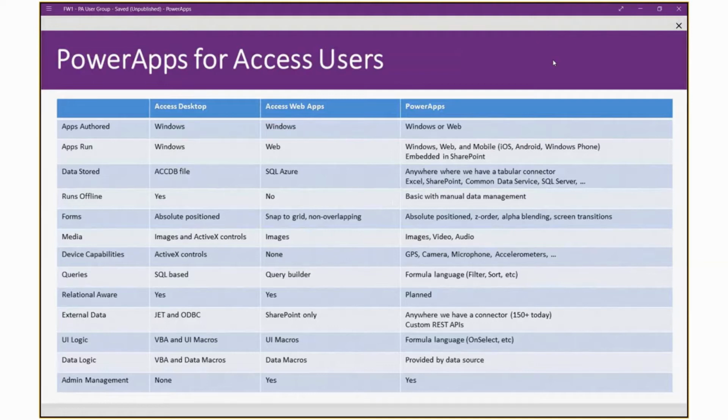The data stored in Access Desktop was obviously an ACCDB or an MDB file. In Access Web Apps, it went to SQL Azure. In PowerApps, we don't have any of our own storage. The closest thing we come to our own storage is the Common Data Service, which is a companion product that we work very closely with, and you'll see more and more alignment between us and CDS to make it a seamless experience between the two.